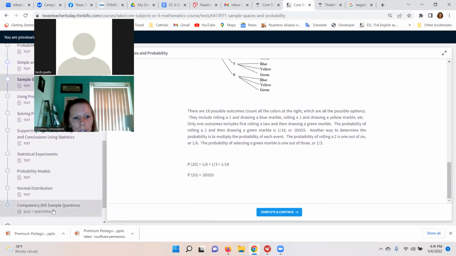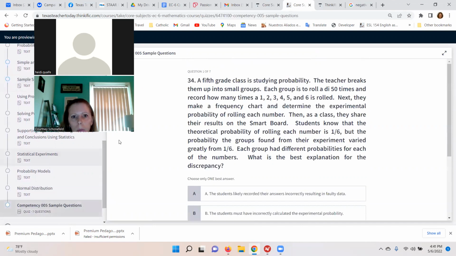And then let's look at some sample questions because most people want sample questions. But I want to caution you, it's not a good way to study to just take sample questions. It's a good way to check your understanding, but not to study. But because people like it so much, we'll do a couple of sample questions.